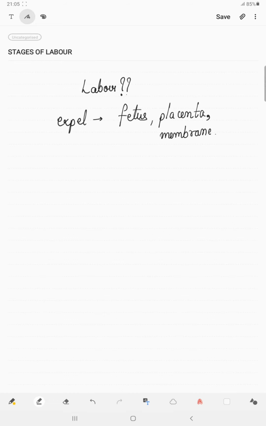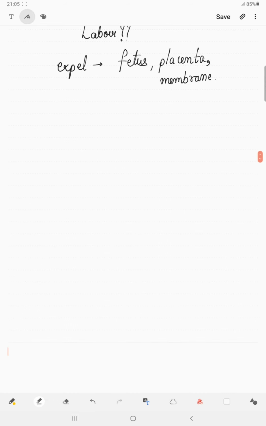So let's get started, right? Also, you'll need to keep in mind that there are 4 stages of labor in total, and we'll talk about them one by one. So let's talk about the first stage of labor.